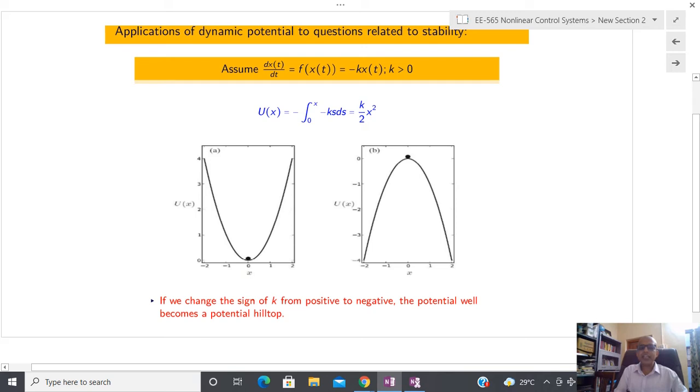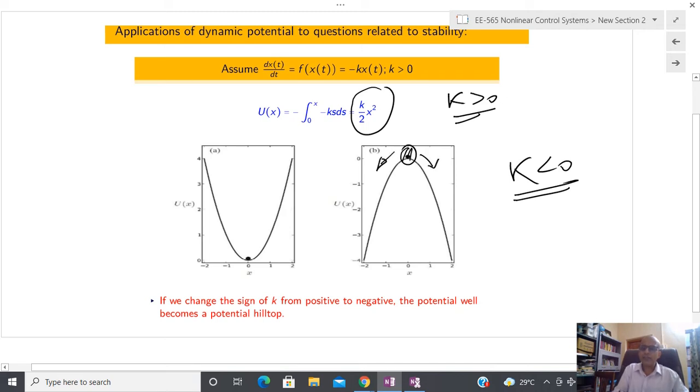If we change the sign of k from positive to negative: if k is greater than 0, then I have this kind of curve, and the direction of this parabola is upward. But if you reverse it, with k less than 0, the negative sign comes into the picture and I have this kind of shape. If the ball is here, then my behavior is unstable, because you displace it from the equilibrium point.